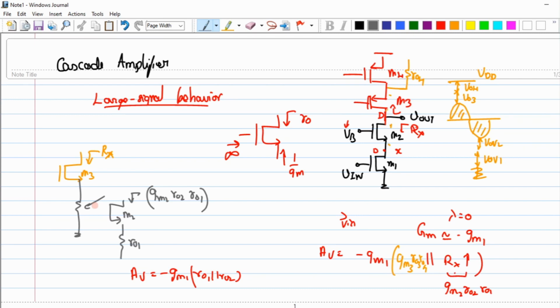Clear? But you always have to be cautious that whenever I stack the number of transistors higher and higher, what will I be losing? The output swing would be reduced. Okay, so be clear with that.